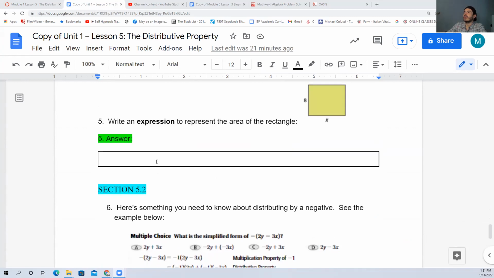Write an expression to represent the area of the rectangle. Well, I know that area of a rectangle is length times width. We've been discussing that. The length is 8. The width is x. I know that when I put a letter next to a number like that, multiplication is inferred. That means we assume multiplication. So that's good. I'm done. It says write an expression, so I don't have to have an equal sign. Okay.